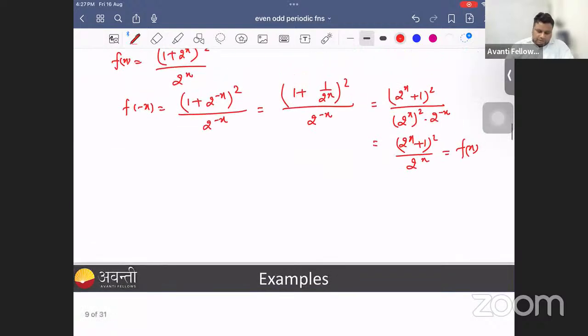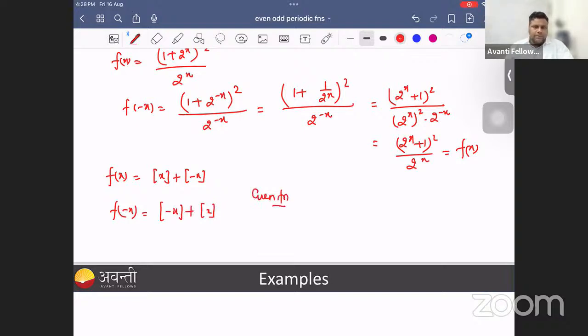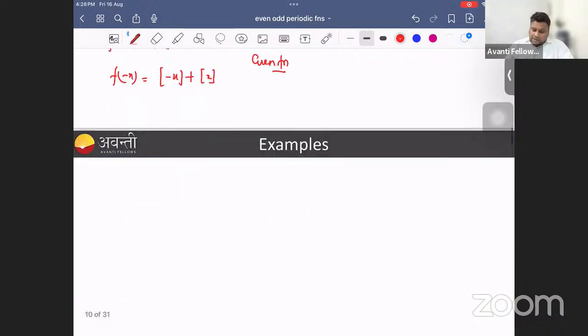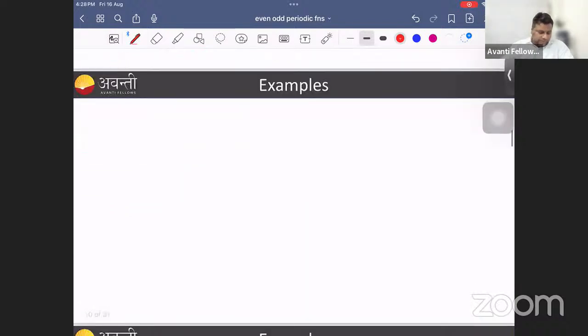Got it? Now, another function f(x) is the greatest integer of x plus the greatest integer of minus x. See, this is very simple to see. I'll do it on my own. f of minus x is going to be the greatest integer of minus x plus the greatest integer of x. Very simple, even function. Got it? Now there comes a jackpot question.